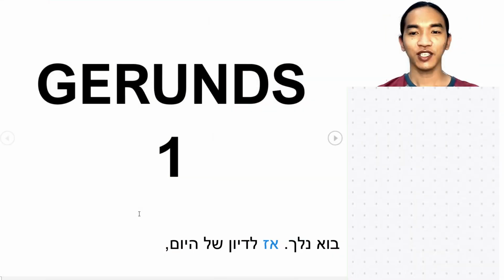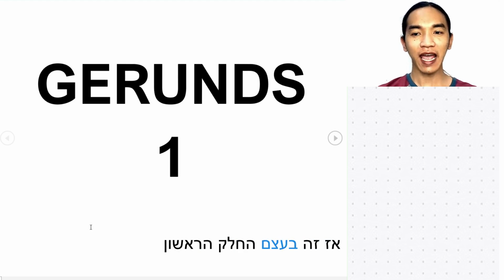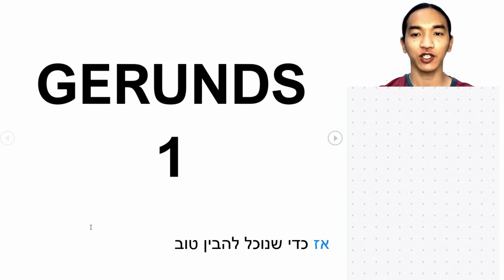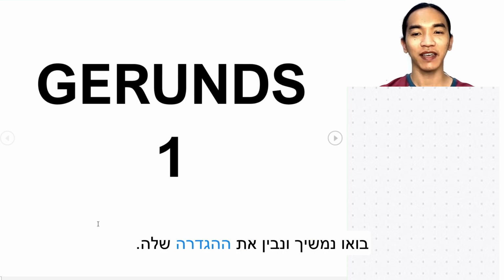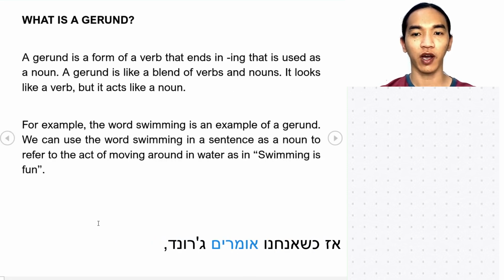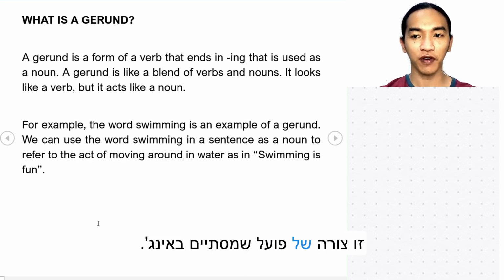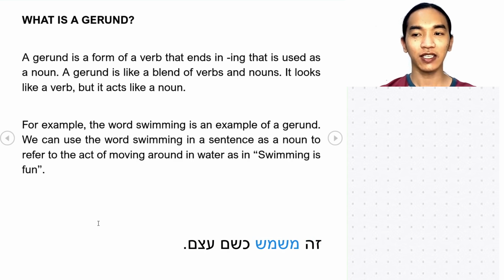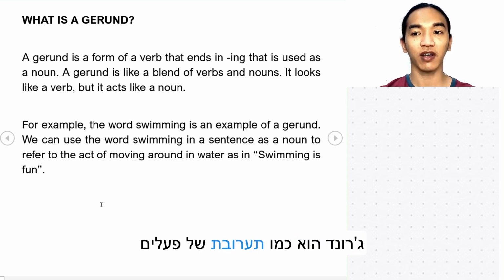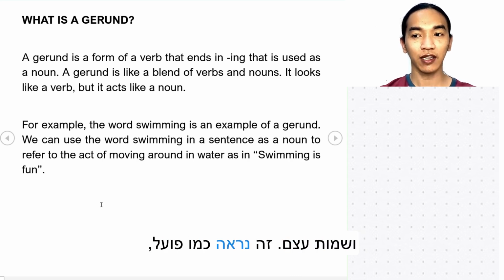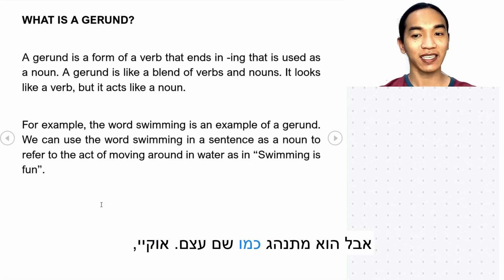Let's go. So, for today's discussion, let's go ahead and talk about gerunds. This is actually the first part for this topic. So, for us to better understand gerunds, let's go ahead and have its definition. When we say gerund, it is a form of a verb that ends in ing that is used as a noun. Basically, these are verbs, but their function is like a noun. So a gerund is like a blend of verbs and nouns. It looks like a verb, but it acts like a noun.